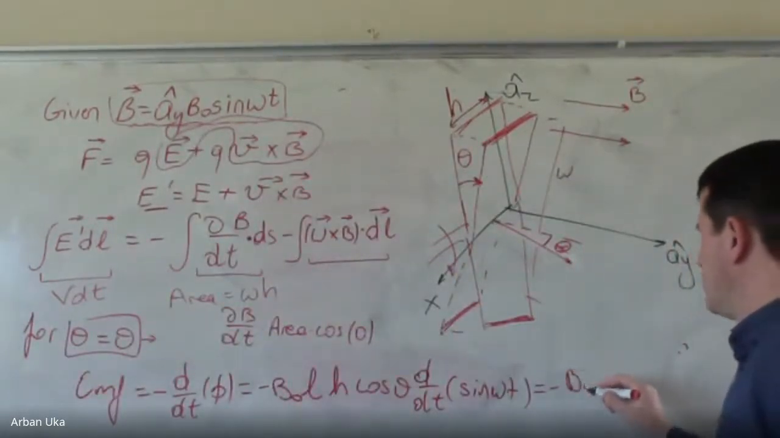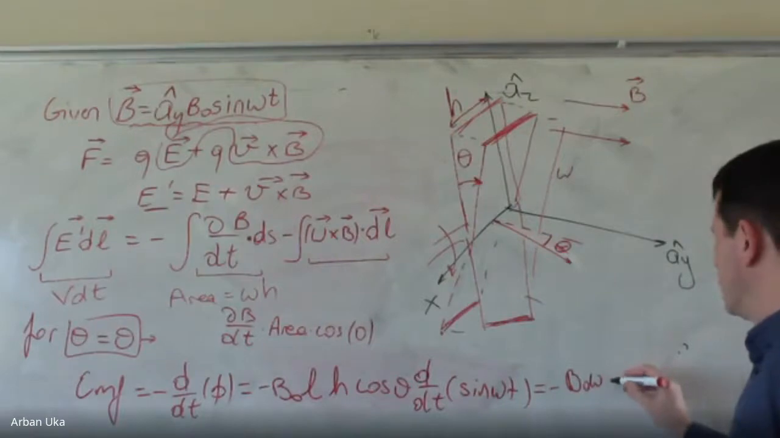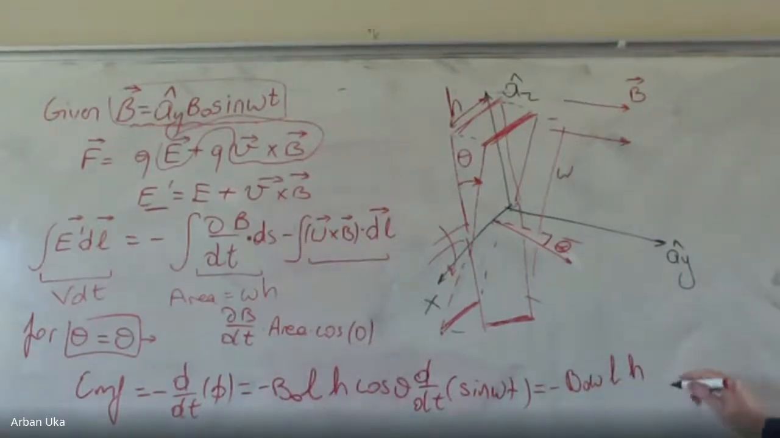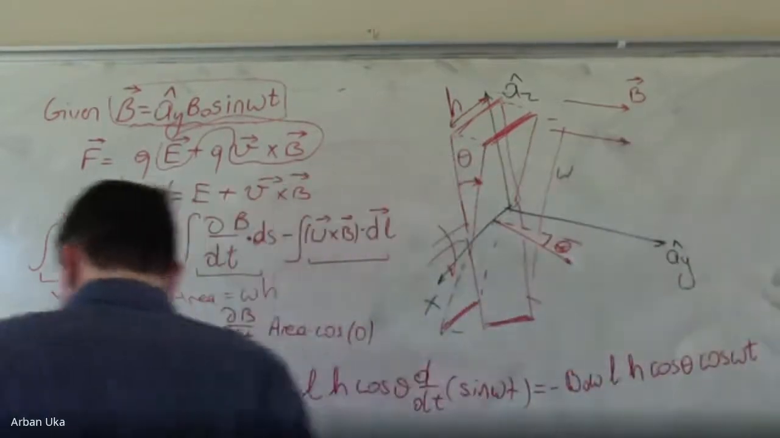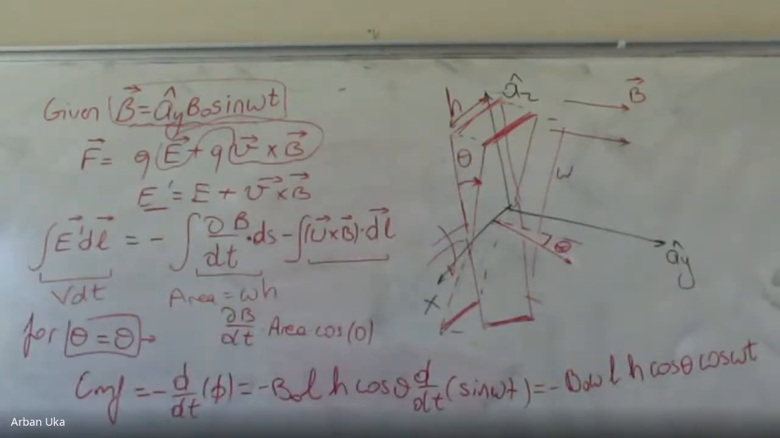minus B0 omega L H cosine theta cosine omega t. Okay, so one EMF is coming directly from here.